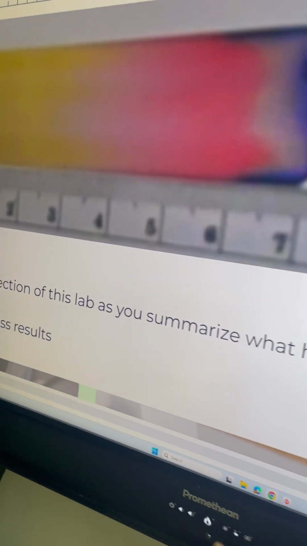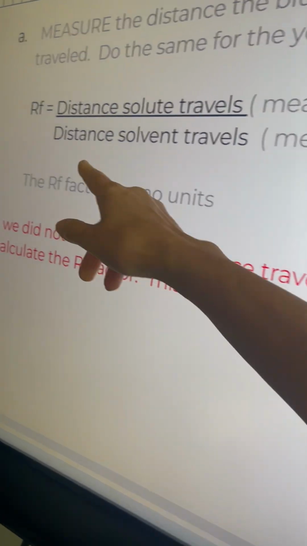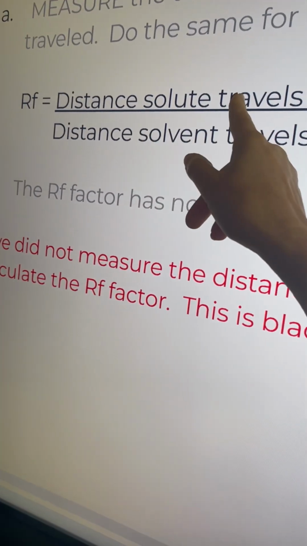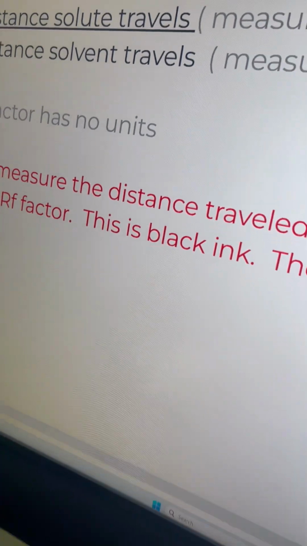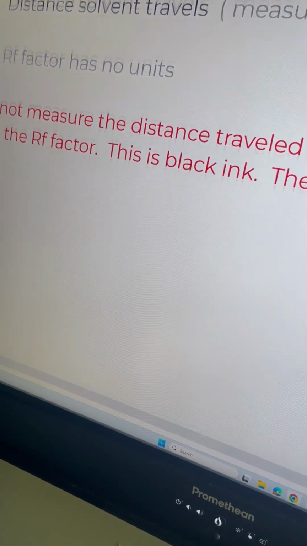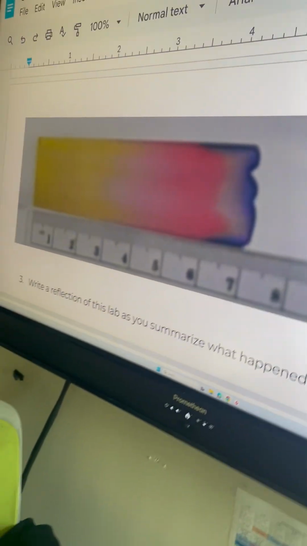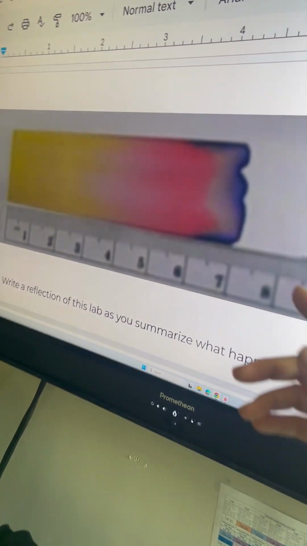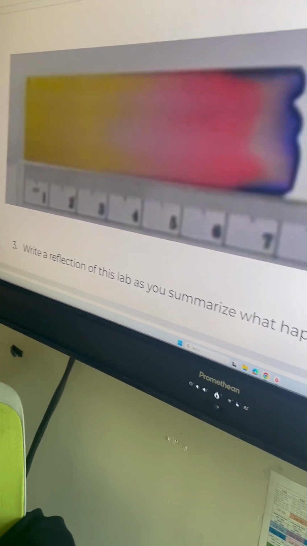But all you really need to do is calculate the RF factor. The RF factor is the distance that the solute travels divided by the distance that the solvent travels. So what we're going to assume in this case, and what we normally assume and what truly happens, is that the solvent travels as much as the one that has the highest affinity.